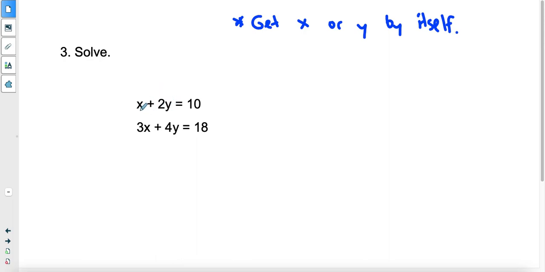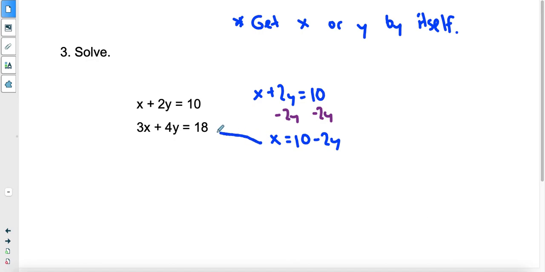Here at the top, I know x plus 2y is equal to 10. Well, what I can do here is subtract 2y from both sides. And if I do that, I get x is equal to 10 minus 2y. And now I have x by itself. And since I have x by itself, I can plug that in to my equation here in order to solve.